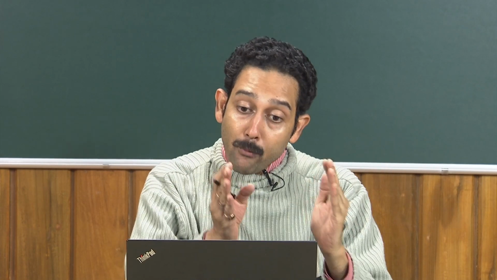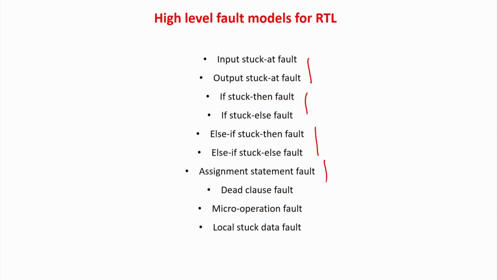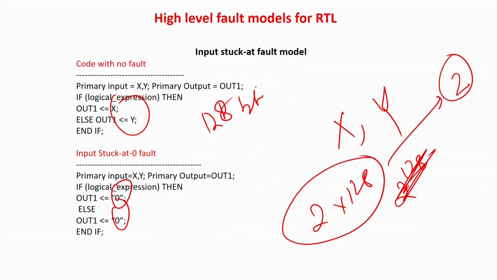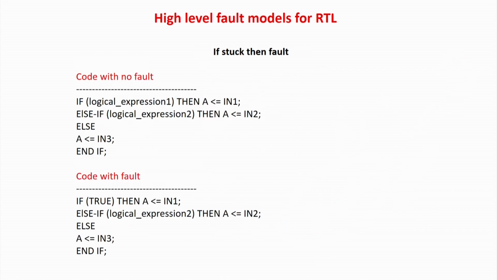But this is only one fault model. We have to apply all of these and even many more, so as to get around 90 to 95% coverage or correlation level. This one is going to give you maybe some 30% correlation. Then we have the if stuck-at fault. It is a logic expression which says that if some expression, then A equals in1, else if, A equals in2.